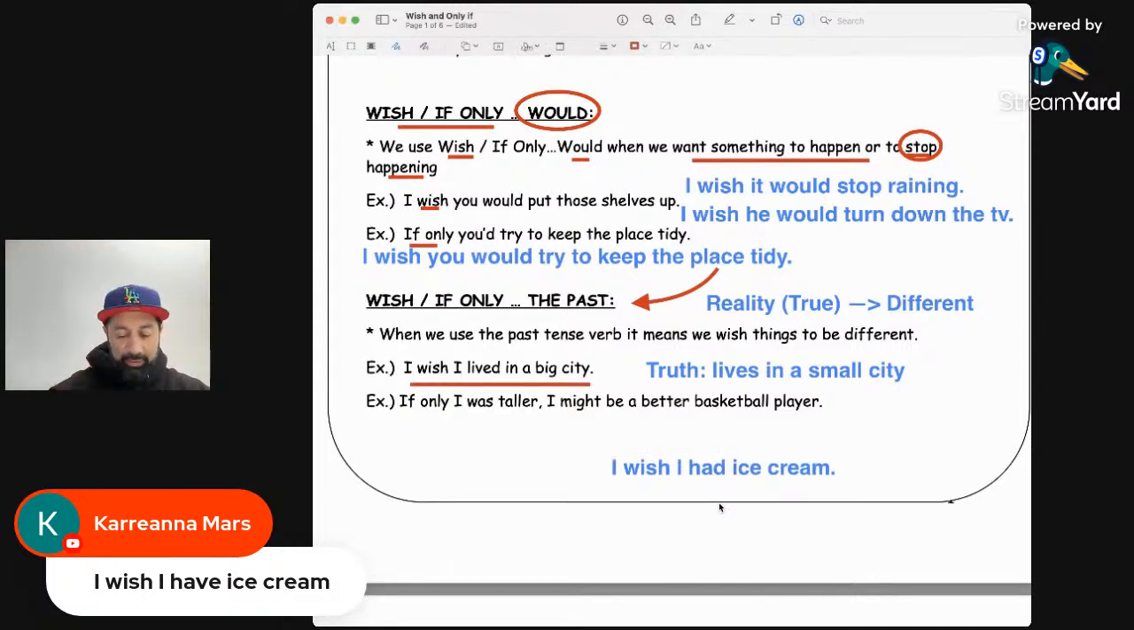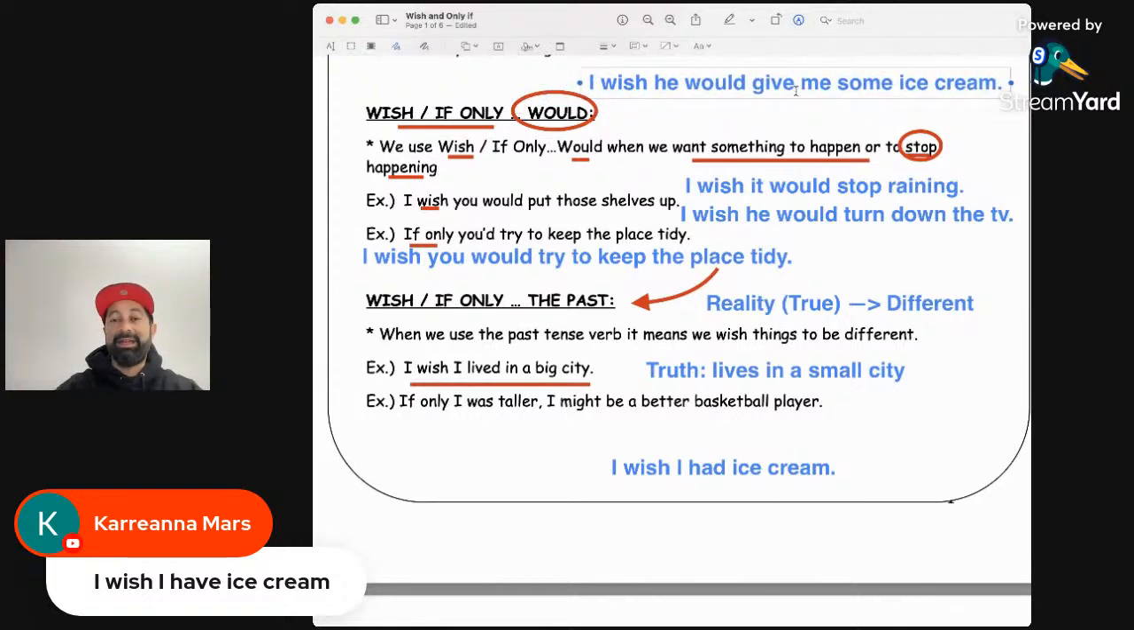That means right now I don't have ice cream. I want it to be different. I want there to be ice cream right here in front of me. I wish I had ice cream. If you want to make a sentence using would for that situation, then maybe my sentence would be, I wish he would give me some ice cream. You want this to happen. Maybe he has ice cream, so you wish he would give you some ice cream.